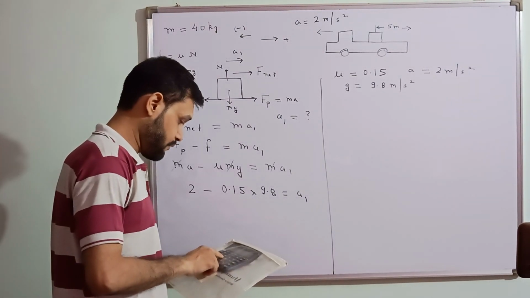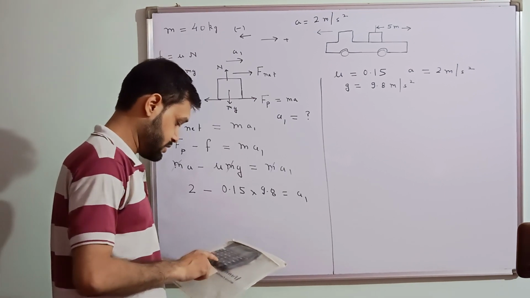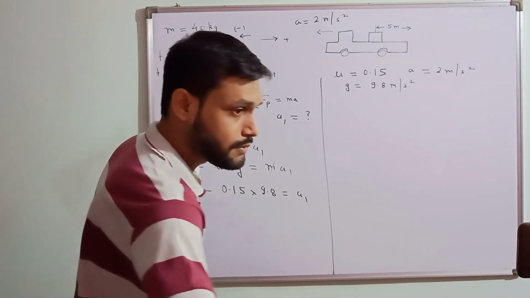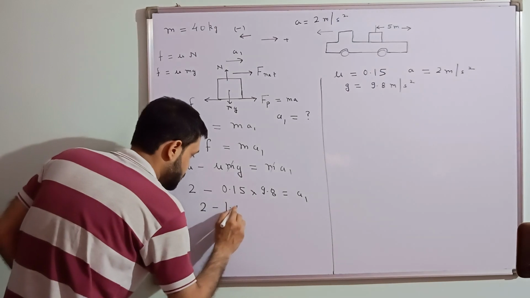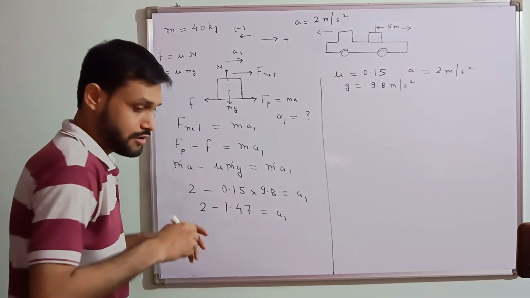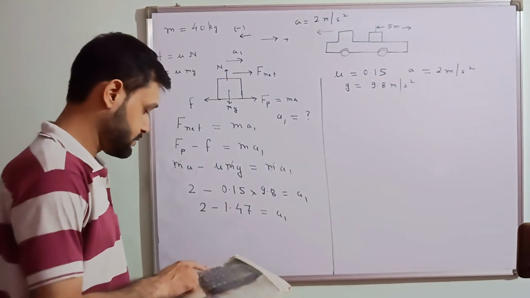0.15 into 9.8, how much are we getting? We are getting 1.47. So I am getting the value as 2 minus 1.47. This is my E1. So 2 minus 1.47, how much? What is the value of this? 0.44. Yes.